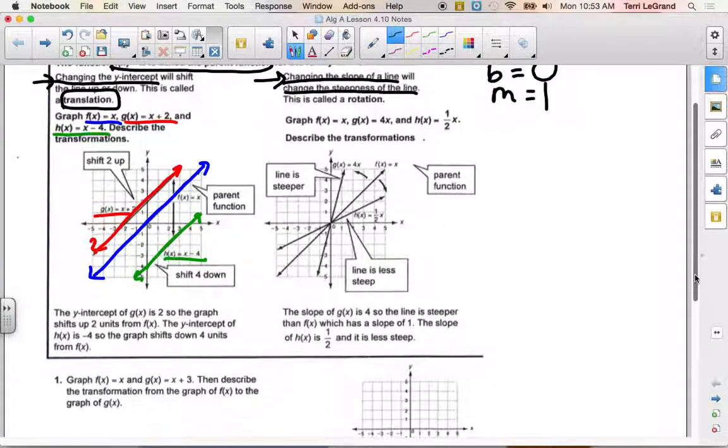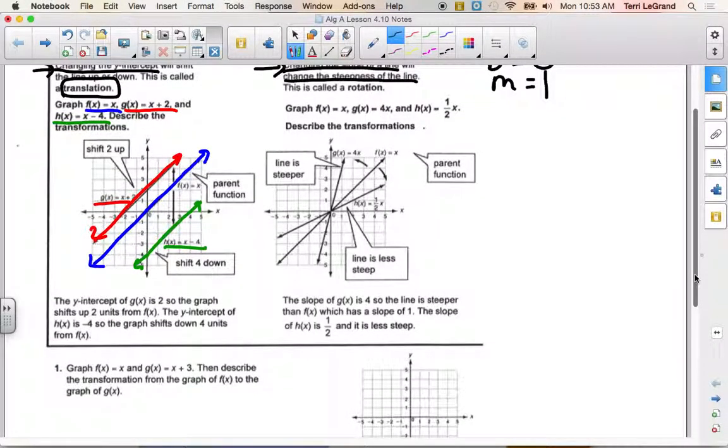So when we have the parent function, here's our parent function again, the one that I'm going to do in blue. When they're all on the same graph, it gets kind of confusing. There's the parent function going through 0. It has a slope of 1. Well, notice what happened when we changed it to h of x equals 1/2 x. The y-intercept didn't change. The slope changed to 1/2, and what happened? Did it get steeper or less steep than the parent function? Less steep. It flattened out.